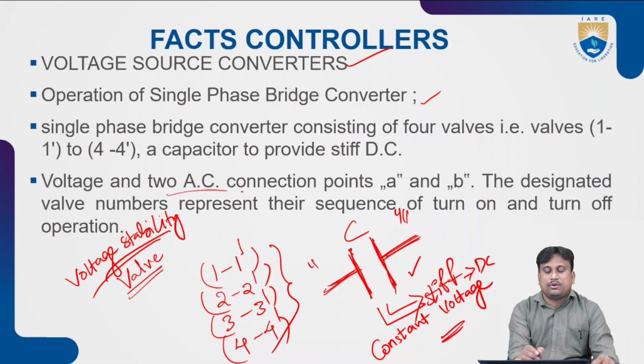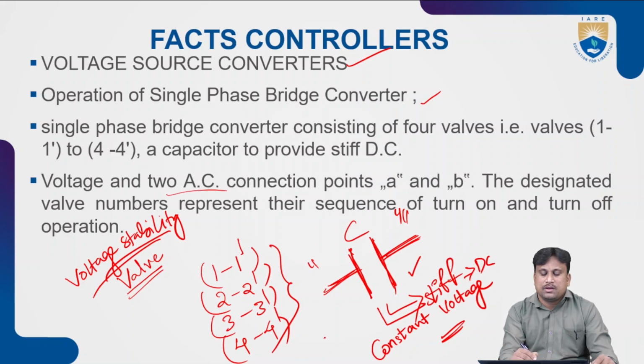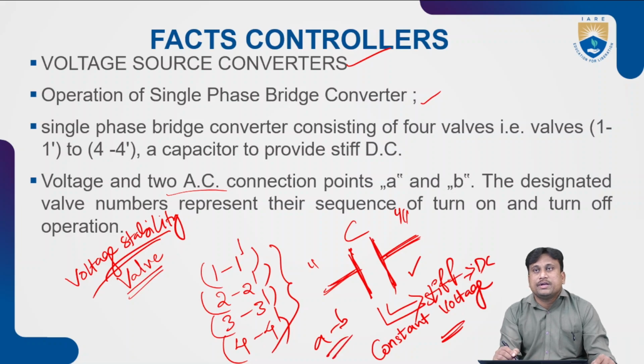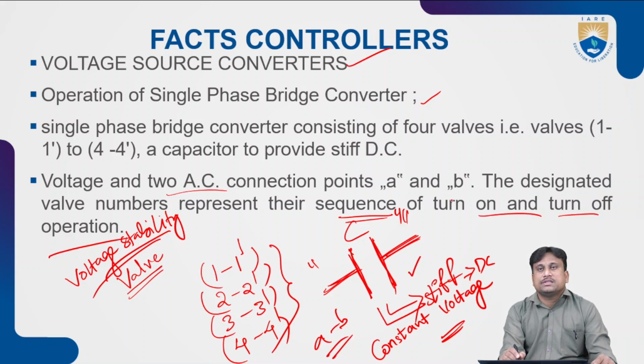So as voltage and two AC connection points A and B are considered, the designated valve numbers represent the sequence of turn on and turn off operation. This will make sure along the length of the line as it goes on increasing.